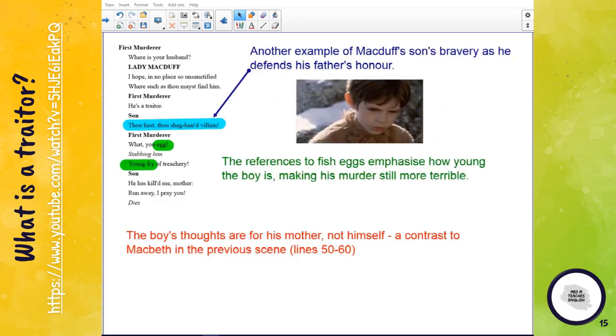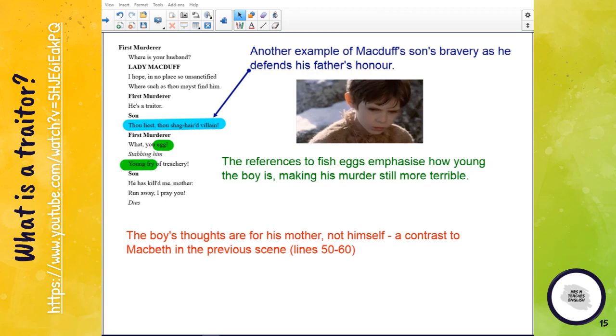Macduff's son's bravery is evident in the way in which he defends his father's honour. After the first murderer accuses Macduff of being a traitor, his son says, "Thou liest, thou shag-haired villain." There follow a number of references to fish eggs in relation to Macduff's son. "What, you egg, young fry of treachery," emphasising how young the boy is, making again his murder even more terrible.